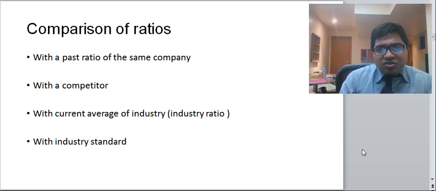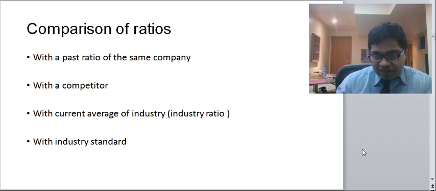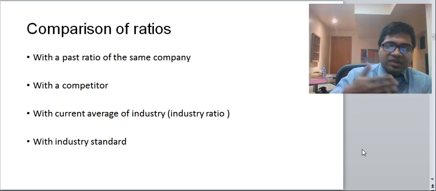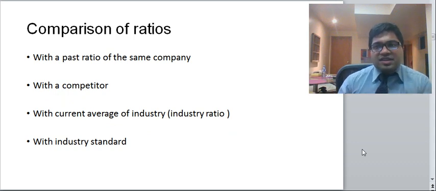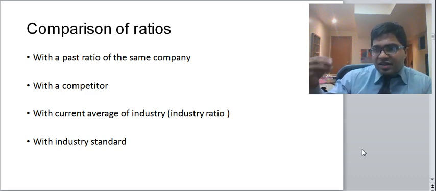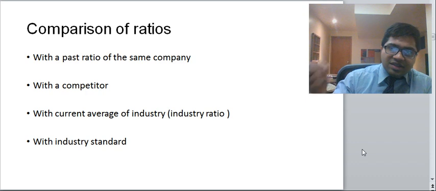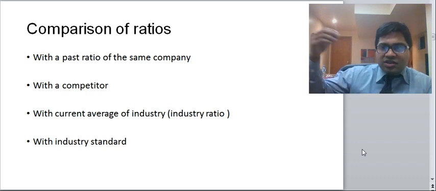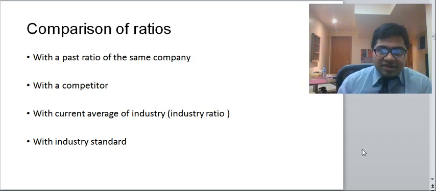Now ratios can be compared with the past. If you're analyzing a company, let's say Apple, you can compare Apple's ratio in the current year versus Apple's ratio in its past. This is called time series. Or it can be compared with its competitors. So let's say you're comparing Apple's ratio with Samsung. Samsung is a competitor for Apple, so you compare Apple's ratio with Samsung.